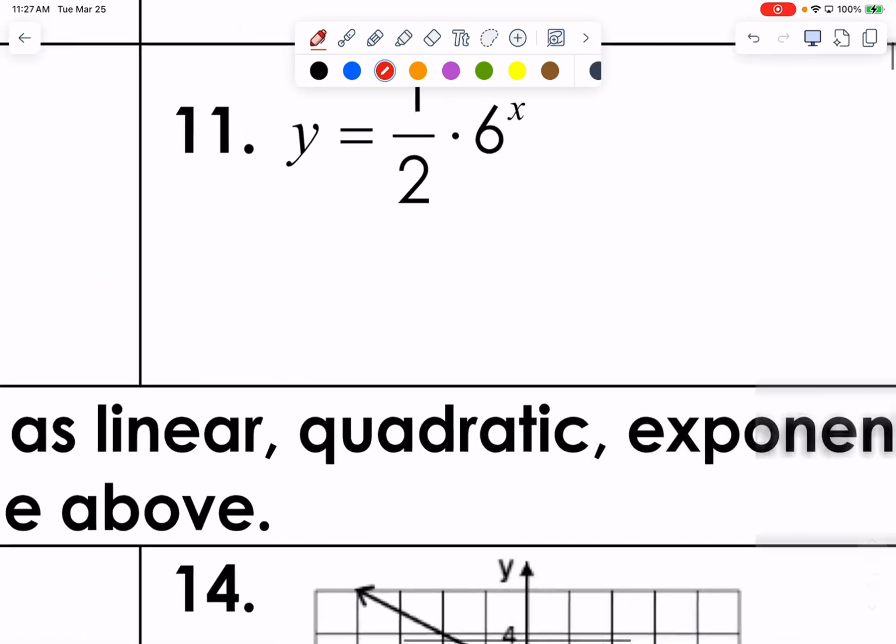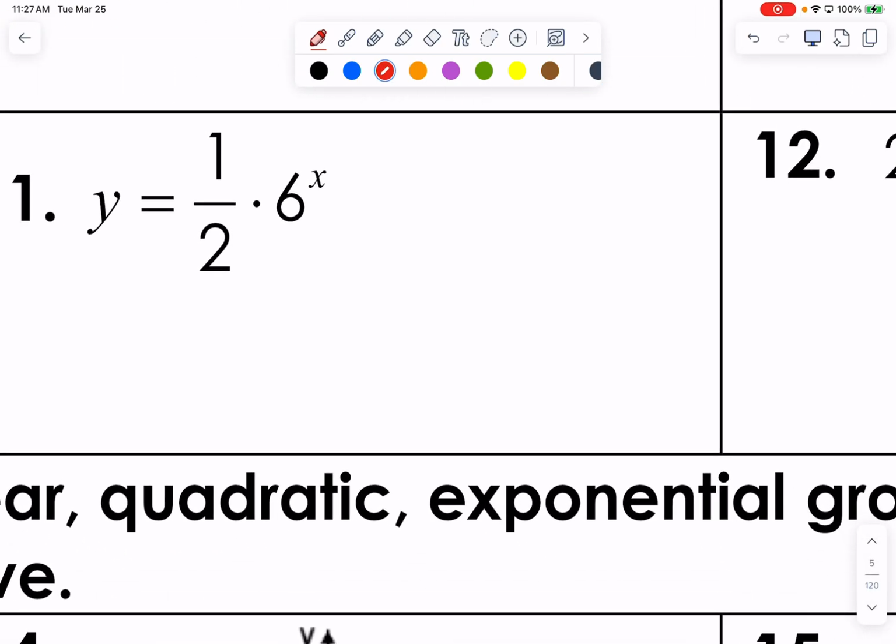Okay, number 11. Go ahead. Wouldn't it be x? Exponential what? And then it would be growth because it's 6 over 1. Exponential growth. Because you look at the 6, you look at what's raised to the exponent, you ignore the 1/2. That's just where it starts at. We'll talk about that later. Exponential growth. So this is a J-curve.